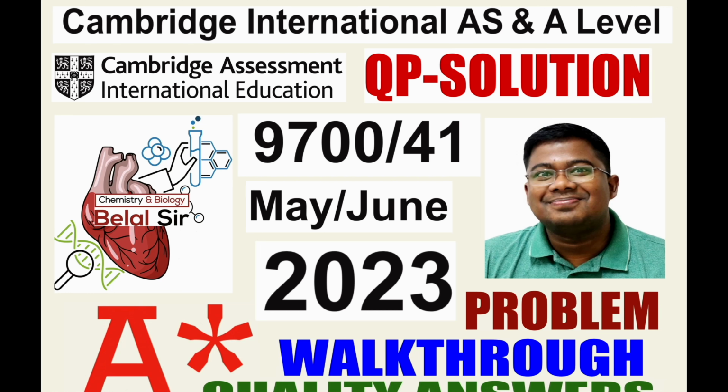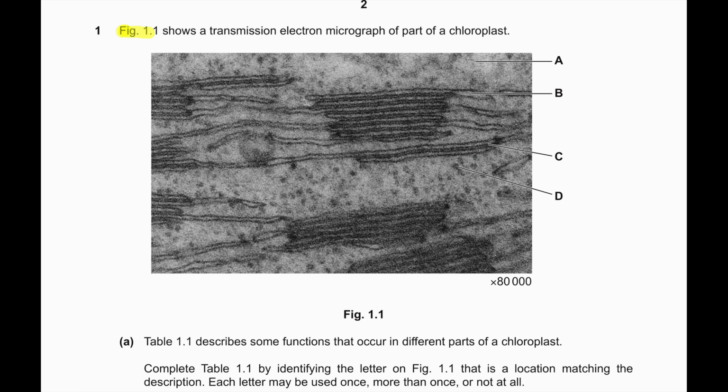Hi everyone, today we're going to be solving Cambridge International AS and A-Level 9700 Paper 41, May-June 2023. Figure 1.1 shows the transmission electron micrograph of a part of a chloroplast. We can see parts labeled A, B, C, D.